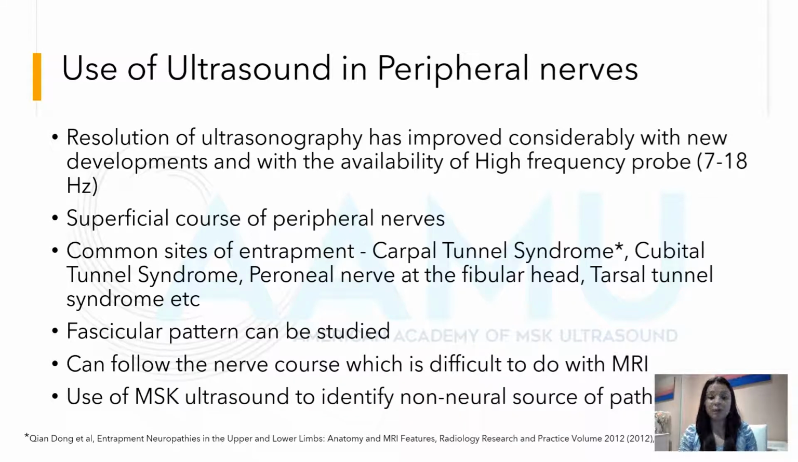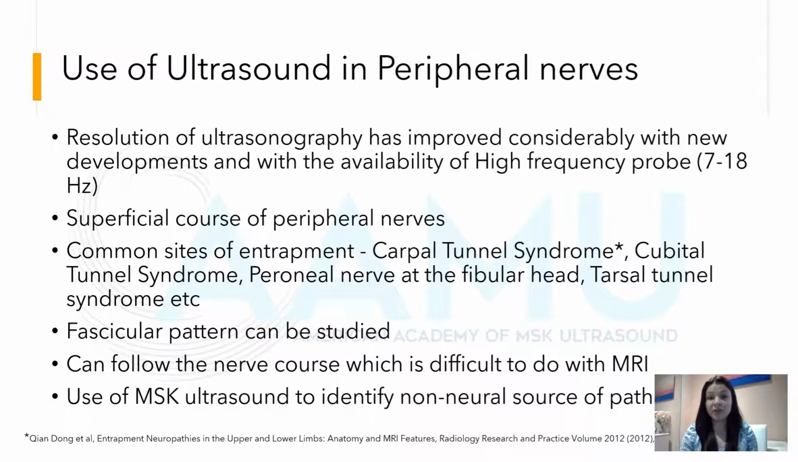Now, ultrasound can also help in identifying non-neural sources of pathology. With clinical assessment and other tools that are available like EMG and NCS studies, you can have a differential diagnosis list where you know the possible pathology which is presenting like a specific clinical presentation, and you have information about the function of the nerve based on EMG.